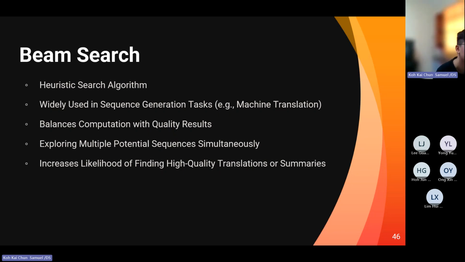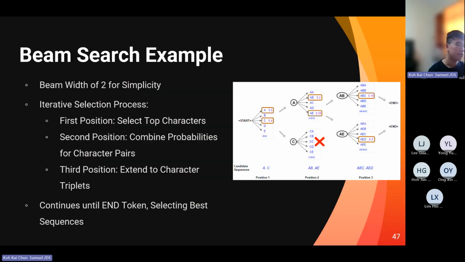If you have taken data structures and algorithms, it's a bit like your software engineering. Okay, I'm a data science student, so I may not be able to describe how DSA exactly works, but I know at least it's very similar to the search algorithms in data structures and algorithms. By exploring multiple potential sequences simultaneously, you can increase the likelihood of finding high quality translations or summaries. So I'm going to give an example of a binary tree.